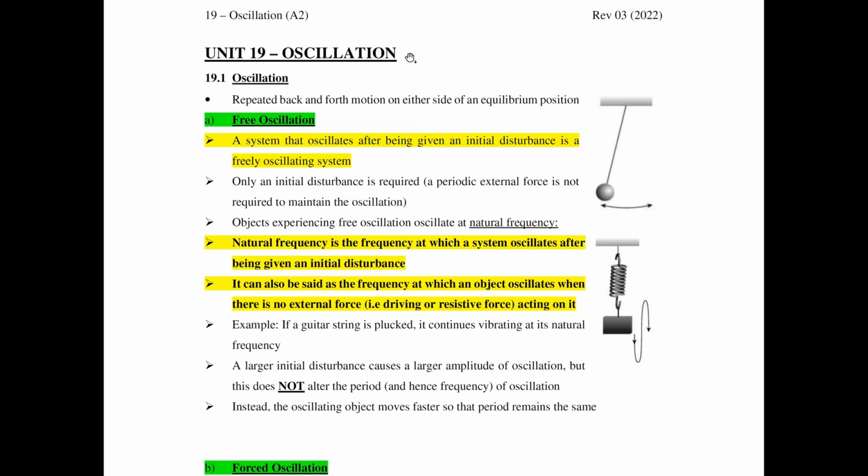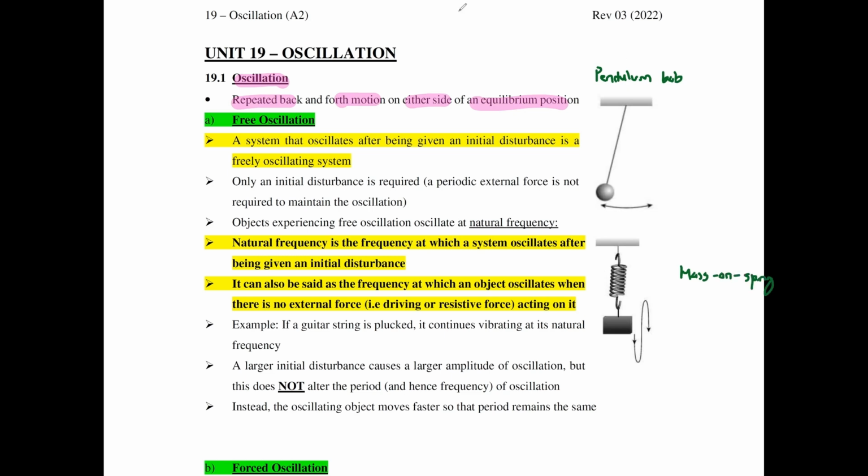Now, in the first place, if you're talking about oscillation, how would you define oscillation? Oscillation can be just said as repeated back and forth motion on either side of an equilibrium position. So two most prominent examples of an oscillation system that you may have seen in your school lab before would be, say, a pendulum bob, like the one that is being shown on your screen right now, and then another one could be a mass on spring system.